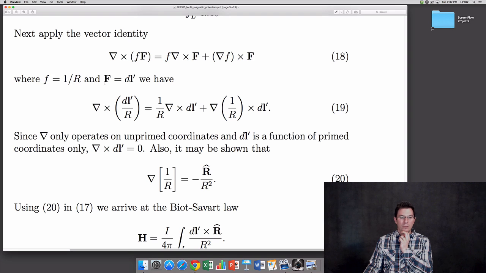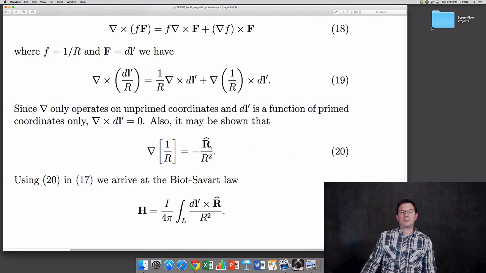So if you set f equal to 1 over R and capital F equal to dl prime, you get this. The curl of dl prime over capital R is 1 over capital R times the curl of dl prime, plus the gradient of 1 over R crossed with dl prime. That's just each of the terms in this vector identity. Now, we're going to make an observation that will help to simplify this. This gradient operates only on unprimed coordinates. Notice that dl prime is a function only of primed coordinates. So dl prime is in a sense a constant with respect to this operator, and the derivative of a constant is equal to 0. So the curl with respect to unprimed coordinates of dl prime is equal to 0, and this whole term is going to fall out.